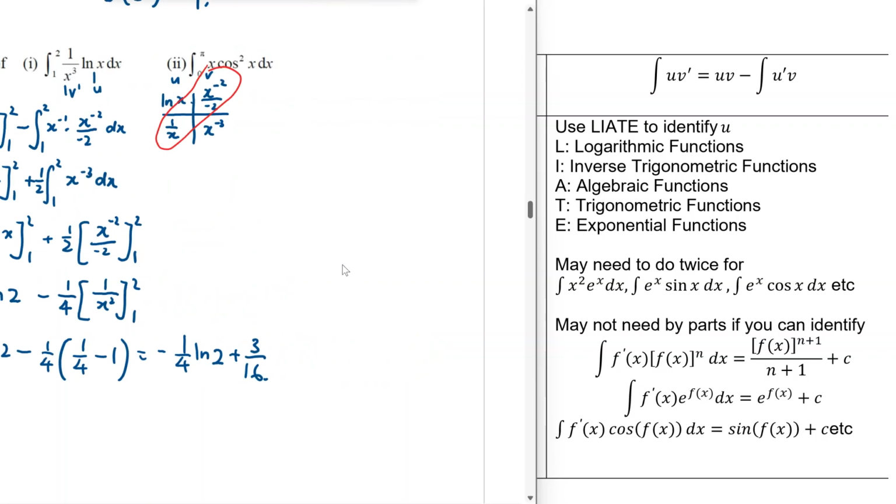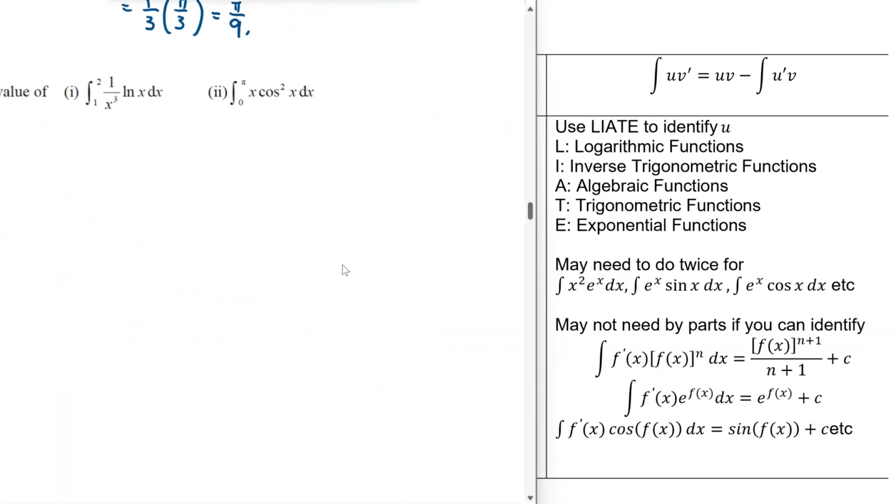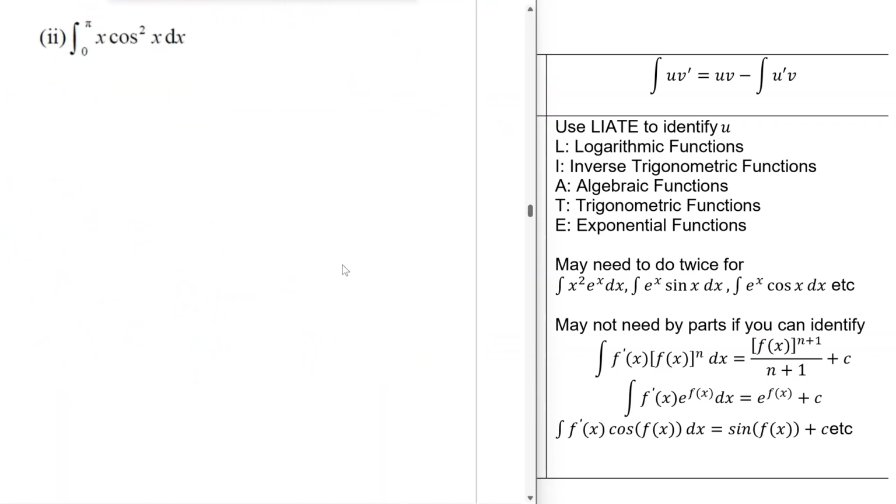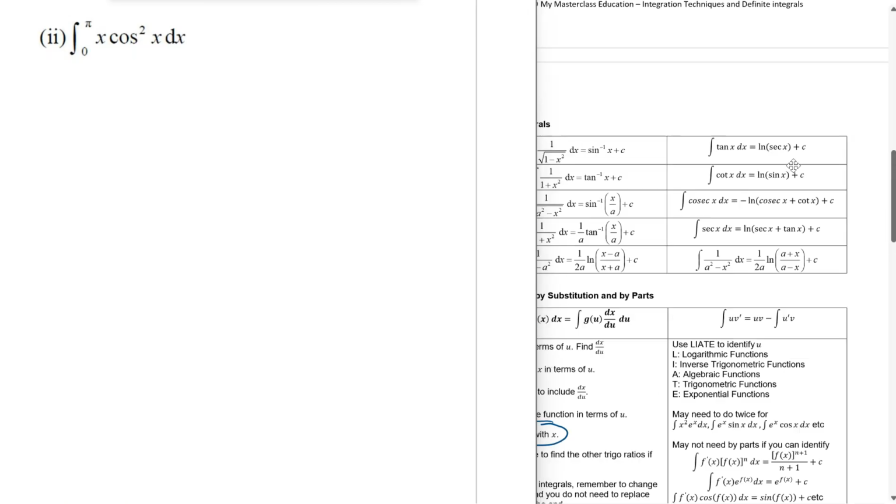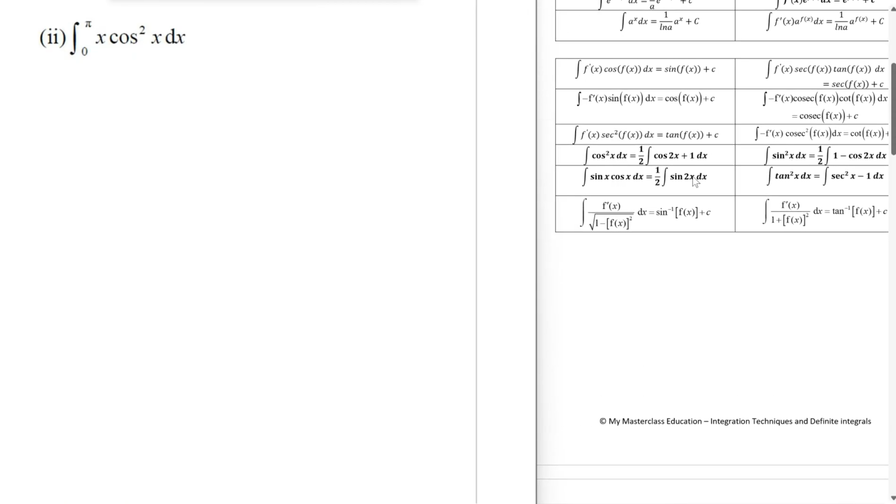For something more tricky that involves trigo, I purposely chose this question because students generally don't like to integrate cosine squared, or use the wrong thing to integrate cosine squared. So over here, I did say that when you integrate cosine squared, you are just going to change it to this form.